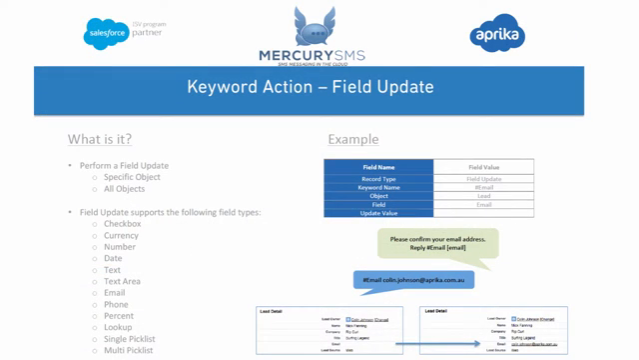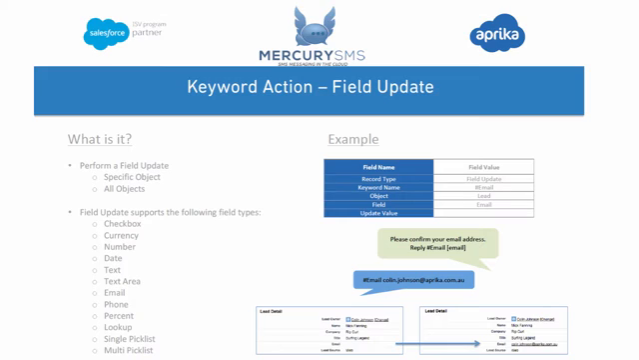We've introduced a fourth keyword action where you're now able to perform a field update on a particular object. This is in addition to the existing keyword actions that you already have available in Mercury SMS, which are being able to create a new lead, creating a new case, or creating a campaign member. So if we look at what we can potentially do with the field update keyword action, we might have an example where we want to update a particular field on a particular object.